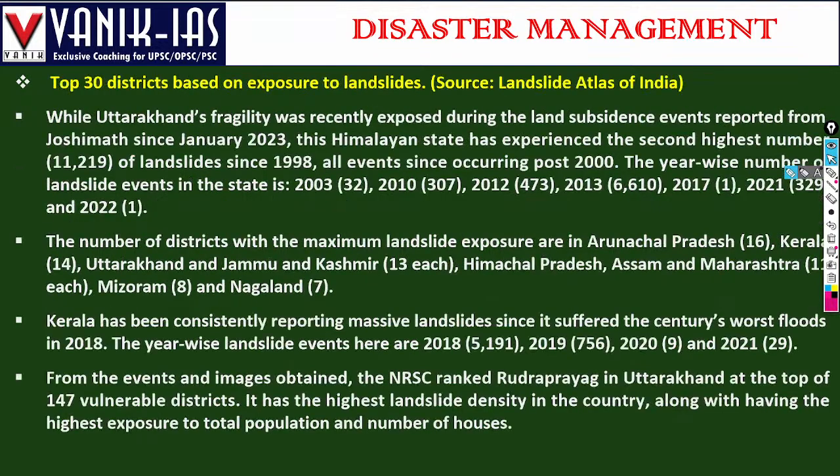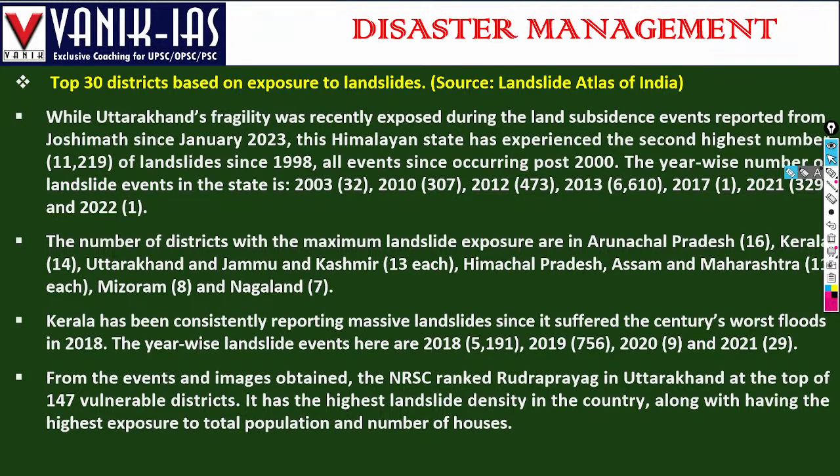Because Uttarakhand is more susceptible to landslides in the recent past. There are massive landslides and landslide related disasters reported in Uttarakhand and also in Kerala. Top 30 districts based on exposure to landslides. Uttarakhand's fragility was recently exposed during the land subsidence event reported from Joshimath since January 2023.